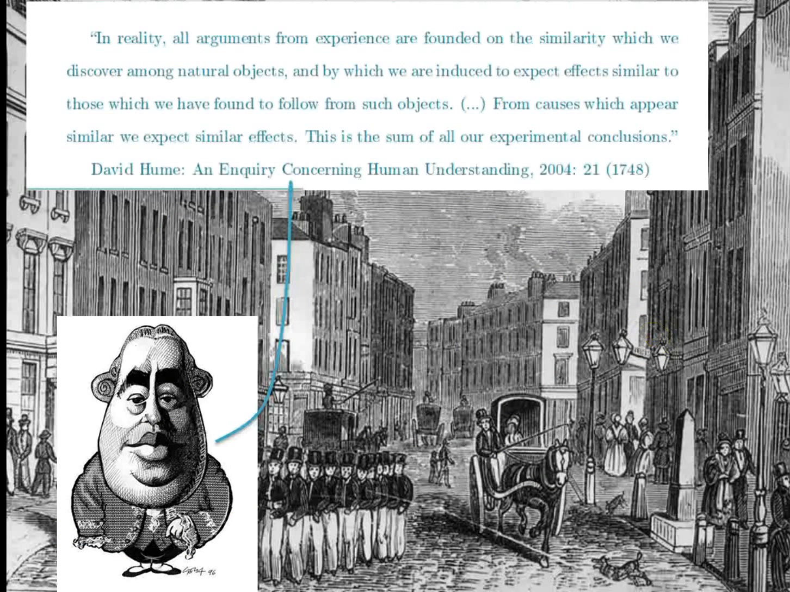The 18th century British philosopher David Hume put it this way: "In reality, all arguments from experience are founded on the similarity which we discover among natural objects, and by which we are induced to expect effects similar to those which we have found to follow from such objects. From causes which appear similar, we expect similar effects. This is the sum of all our experimental conclusions."